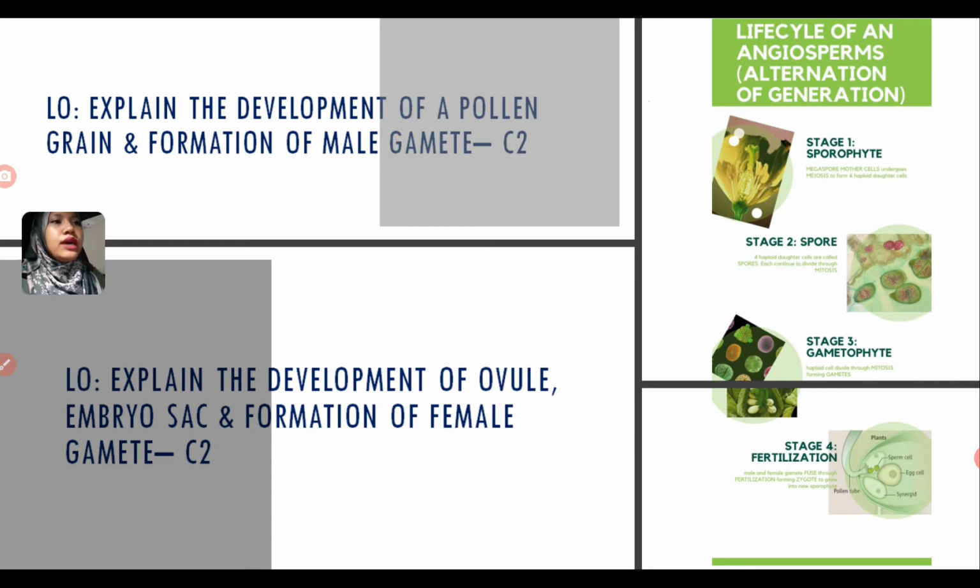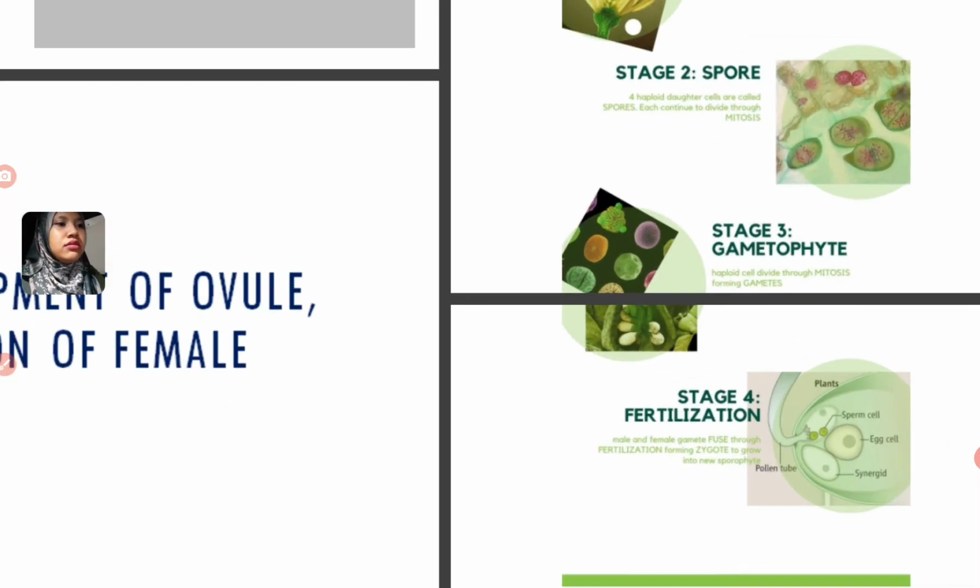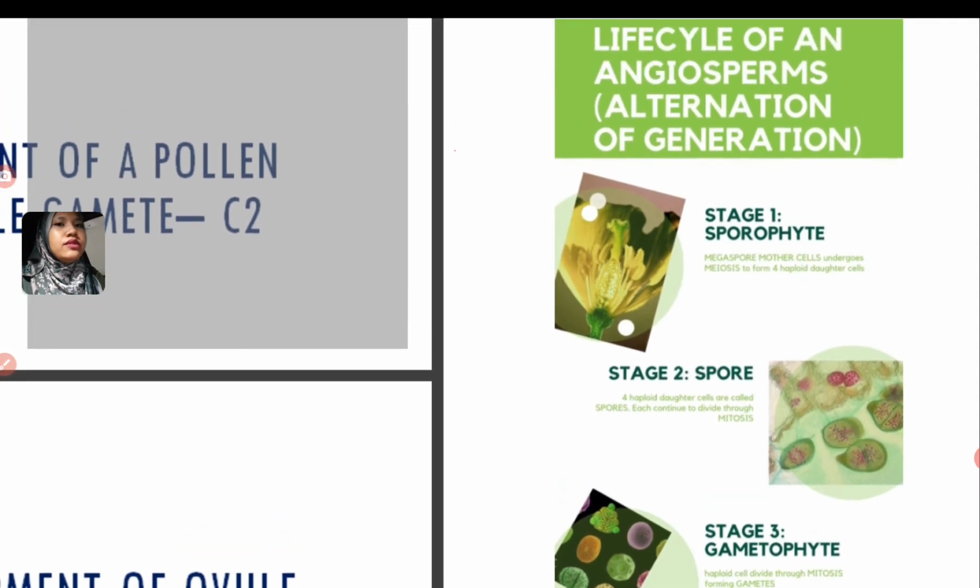Let's focus on this outline infographic here. Every plant has a process called alternation of generation. They usually alternately form each other throughout the life cycle. So it's a continuous process, but they form one another.